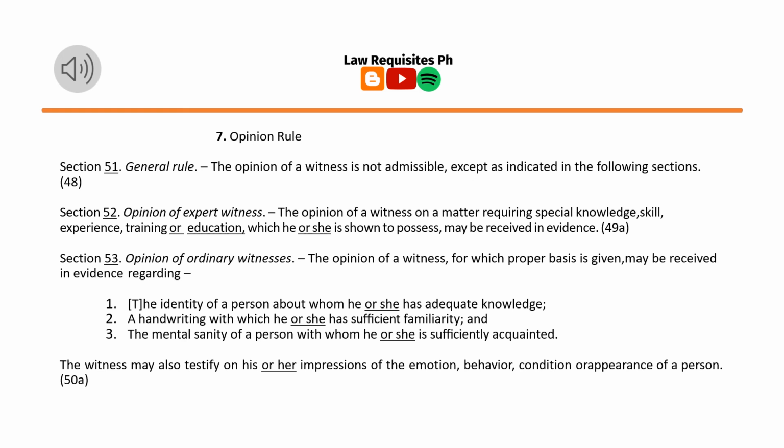49a. Section 53. Opinion of ordinary witnesses. The opinion of a witness, for which proper basis is given, may be received in evidence regarding the identity of a person about whom he or she has adequate knowledge, a handwriting with which he or she has sufficient familiarity, and the mental sanity of a person with whom he or she is sufficiently acquainted. The witness may also testify on his or her impressions of the emotion, behavior, condition or appearance of a person. 50a.